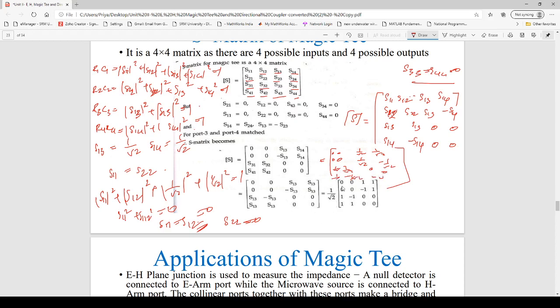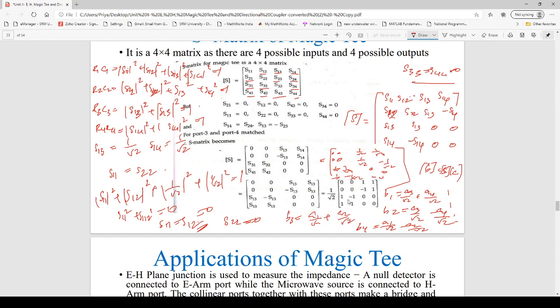Here they have taken 1 by root 2 outside. Now if I want to find the equations, I can write B equal to S into A. So I will get B1 equal to A3 by root 2 plus A4 by root 2, and B2 is A3 by root 2 minus A4 by root 2, and my B3 is A1 by root 2 plus A2 by root 2, and my B4 is A1 by root 2 minus A2 by root 2. So I have all these four equations.